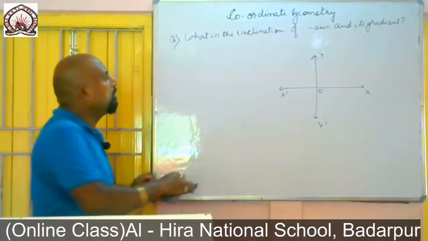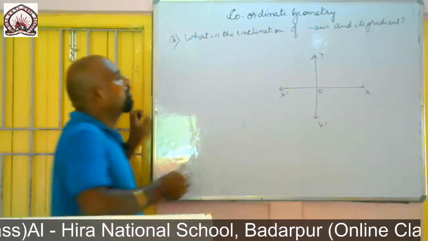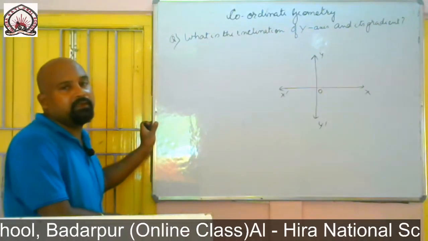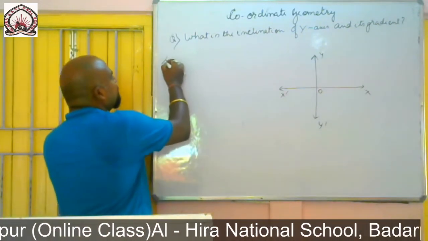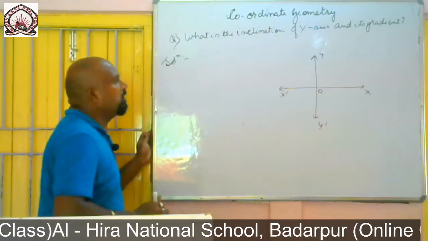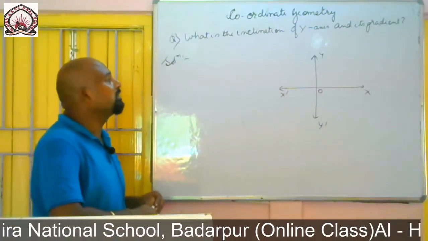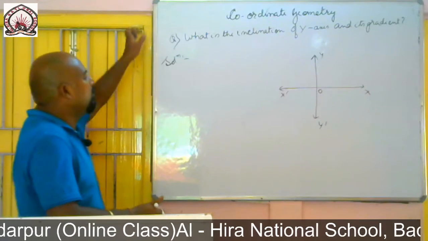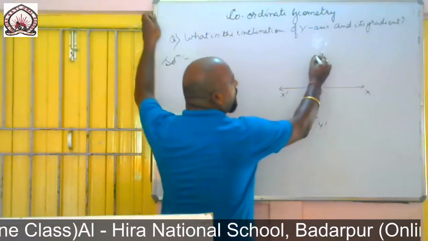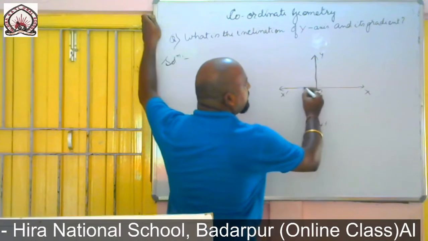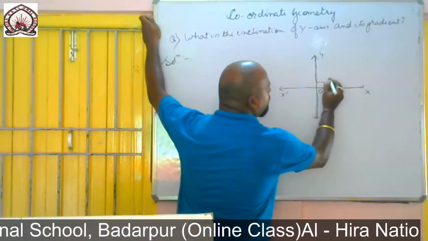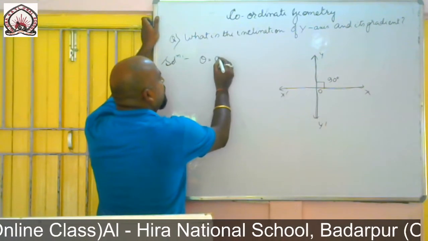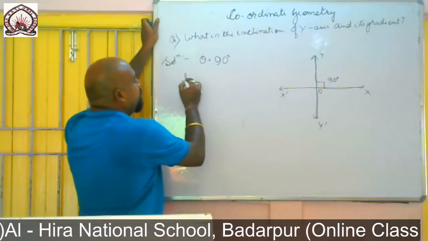Now what is the inclination of the y-axis and its gradient? Okay. Now see, this is the y-axis and this is the x-axis. The angle between them is how much? 90 degree. So theta equal to how much you can write? 90 degree.